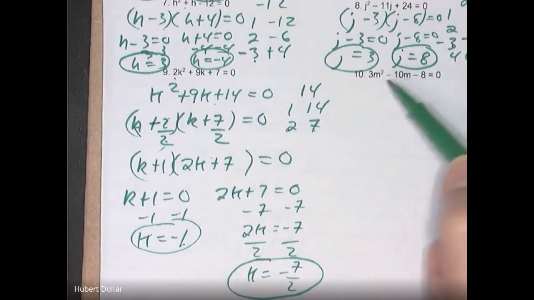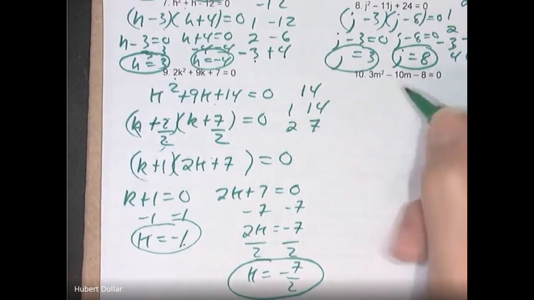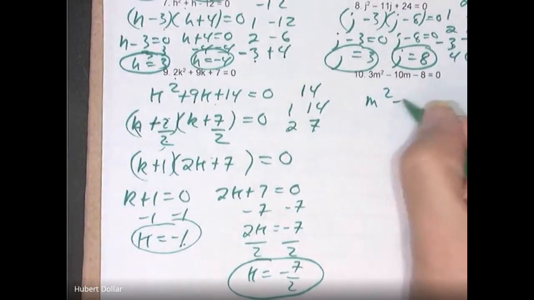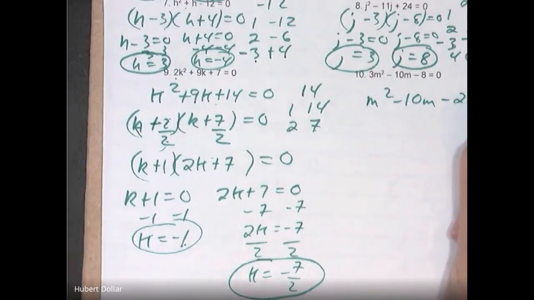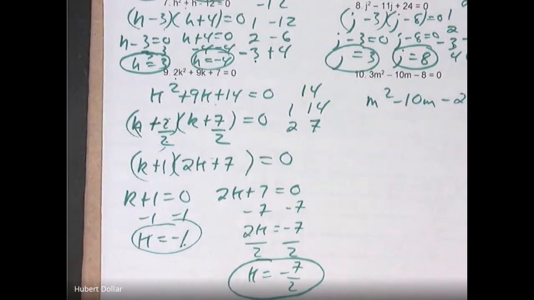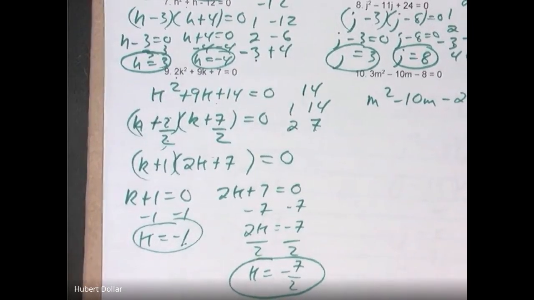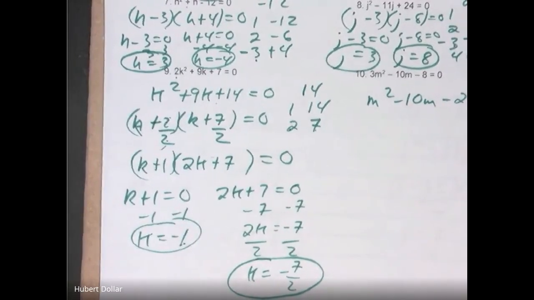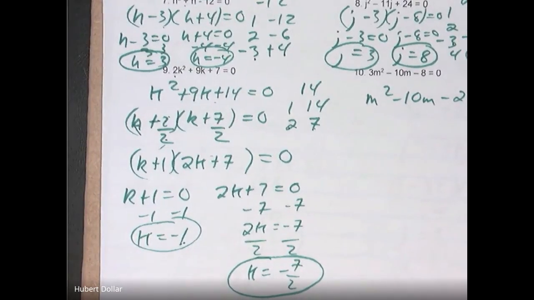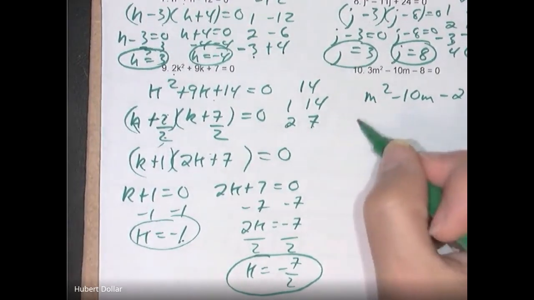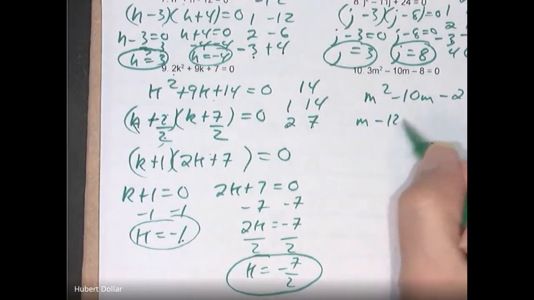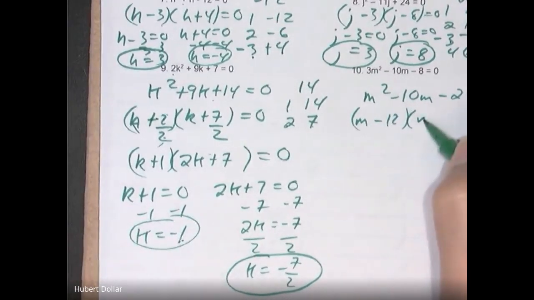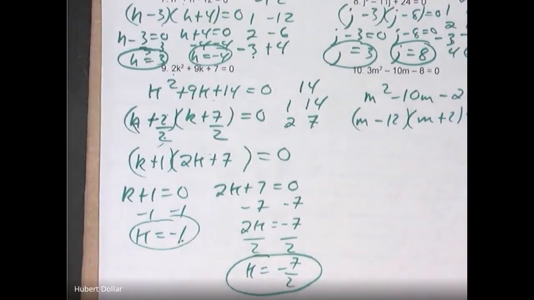All right, last one. There's a 3 in front, so we're going to multiply that 3 to the back. It says m squared minus 10m minus 24 equals 0. Numbers that multiply to get negative 24: 1 and negative 24, 2 and negative 12, 3 and negative 8, 4 and negative 6. 2 and negative 12 subtract to get negative 10. So we have (m minus 12)(m plus 2) equals 0.